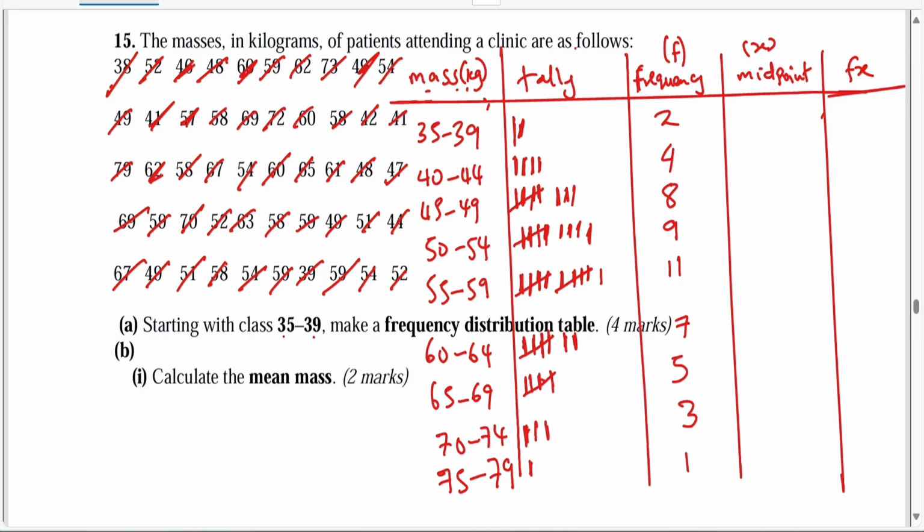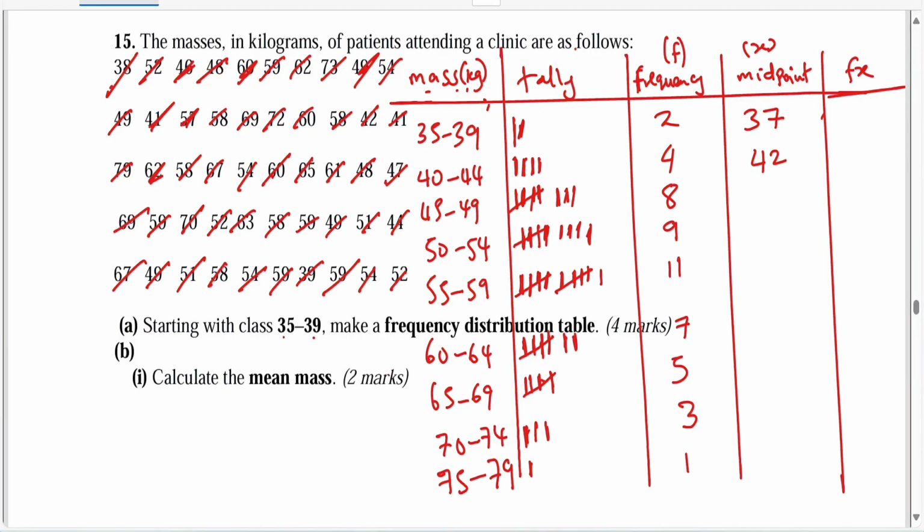So let's search for the midpoint. The midpoint from 35 to 39, which number iko katikati is 37. Or you can take 39 plus 35 divided by 2, whichever. But najua number ambayo iko katikati hapa ni 37. 40 to 44, the midpoint is 42. Okay, 42.